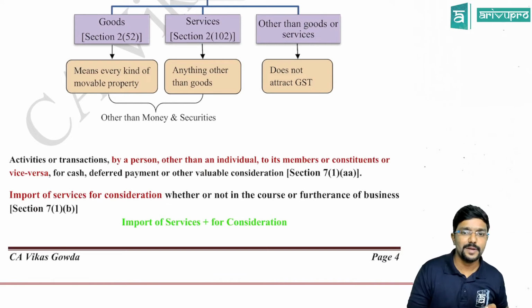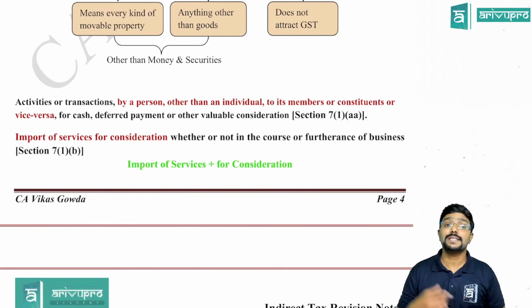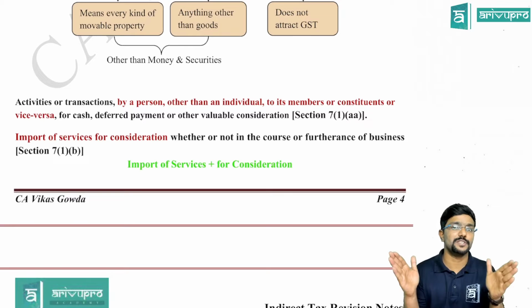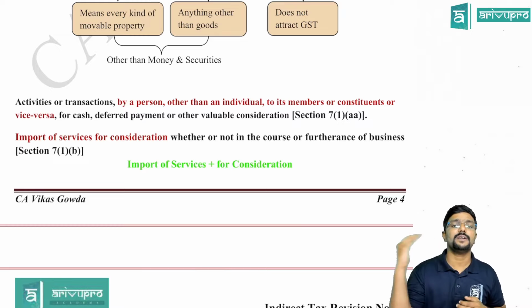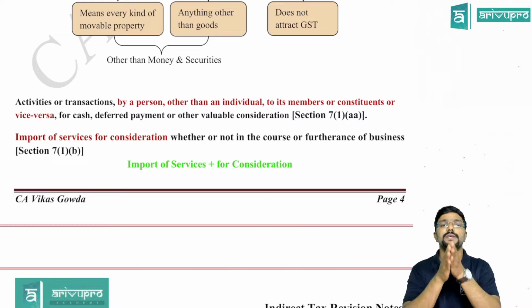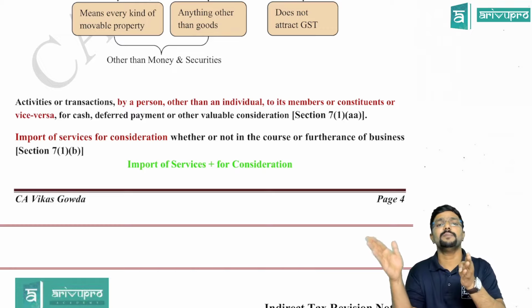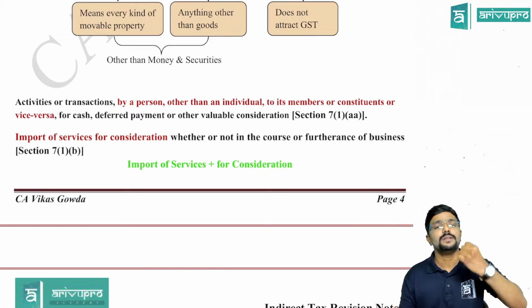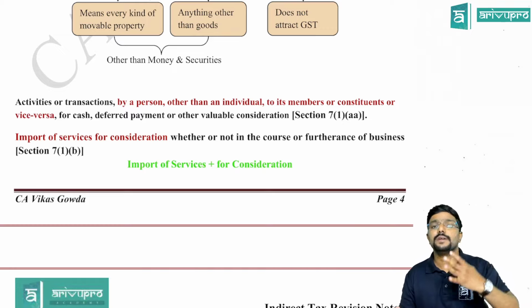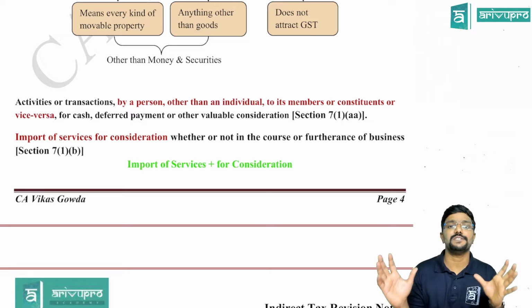In simple, money and securities is neither the goods nor the services, guys. Chalo. Then coming to 7(1)(a), activities or transaction by a person other than individual, means supplier cannot be an individual, to its members or constituents, or vice versa, for cash, deferred payment or other valuable consideration. Means here the supply is taking place by a person, anyone other than individual, to its members or constituents. Simple, the supply made by the associations or the community or clubs to their members, but for a consideration.